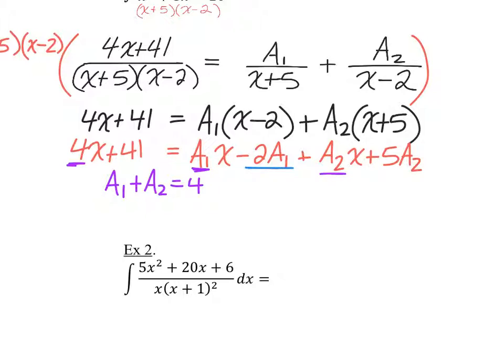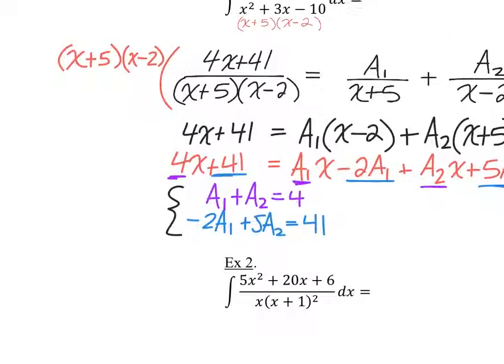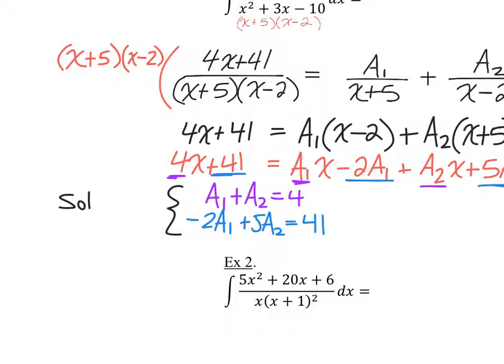Another one would be all the constant stuff, right? Everything that doesn't have an x in it. Negative 2a sub 1 and 5a sub 2 have to give me the 41. I said 5a sub 1, I meant 5a sub 2. So negative 2a sub 1 plus 5a sub 2 have to give me the 41. All right, so we have a system of equations in two variables. We just got to solve.